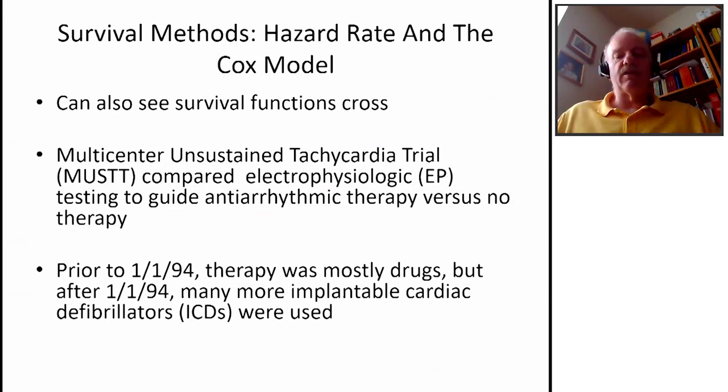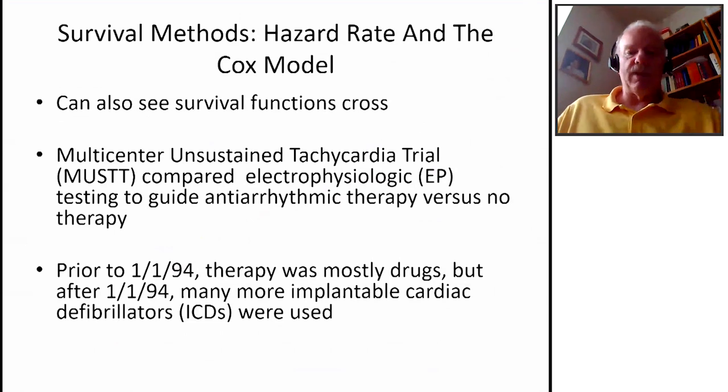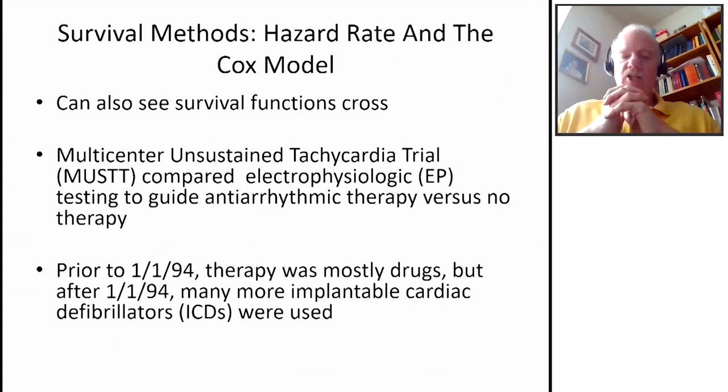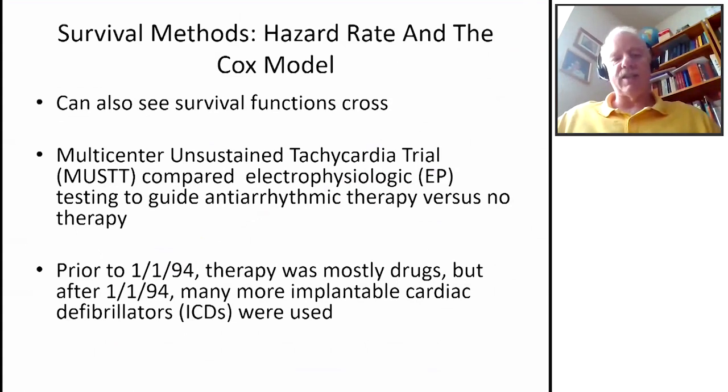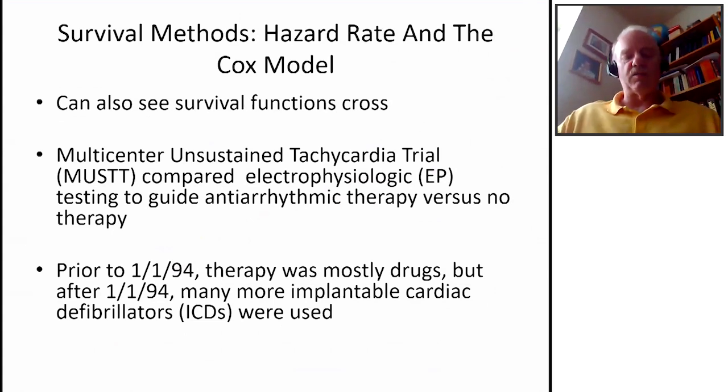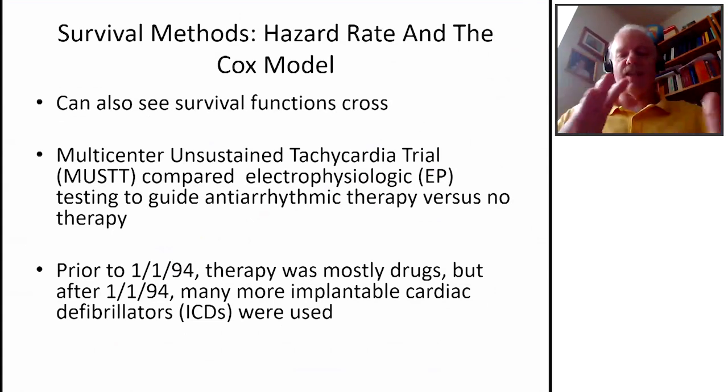You can also sometimes see survival functions crossing. That happened in the multi-center unsustained tachycardia trial, MUSTT. This is an interesting trial because it compared, again, antiarrhythmic medication to no antiarrhythmic medication for people who had cardiovascular issues. But in this particular case, the medication that they gave was based on using electrophysiologic testing. I don't know exactly how that works, but it's some kind of test that shows, okay, this person really needs to be on medication. This other person doesn't need to be on medication.